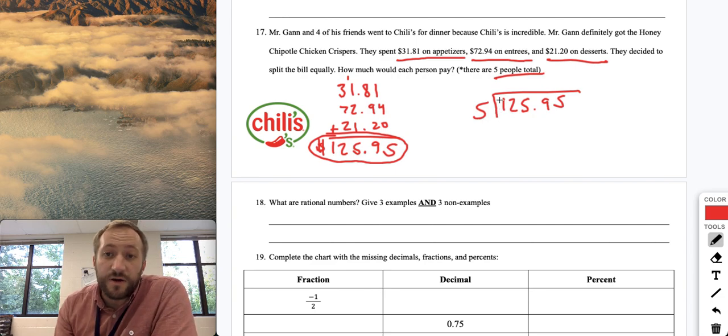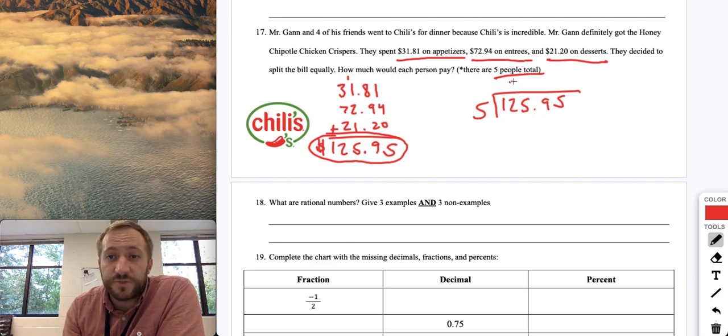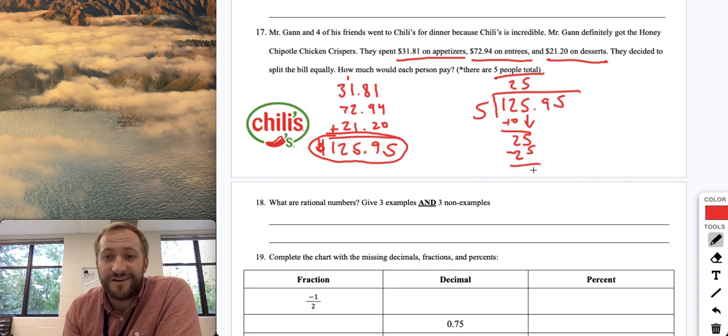5 goes into 1, 0. 5 goes into 12 twice. 5 times 2 is 10. Subtract, I get 2. Bring down the 5. 5 into 25 is 5. 5 times 5 is 25. Great. Love this. It's going well. Bring down the 9. 5 into 9 goes once. 5 times 1 is 5.